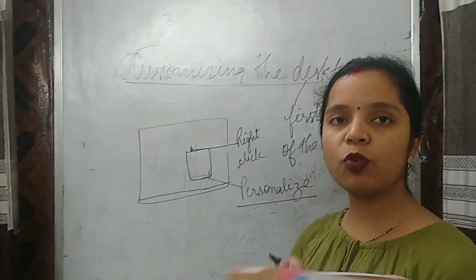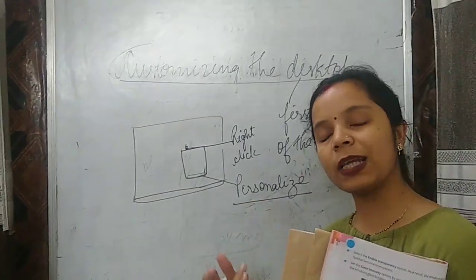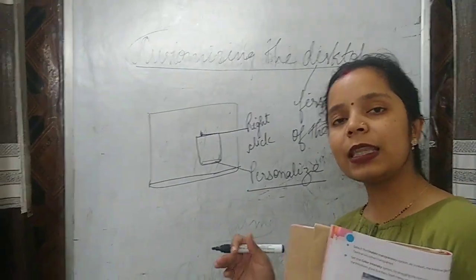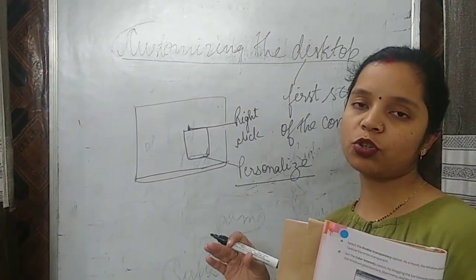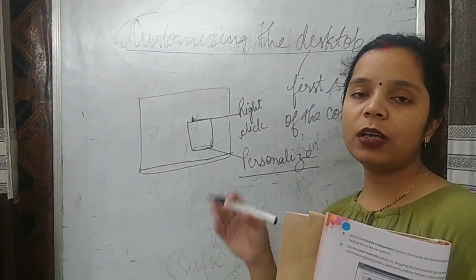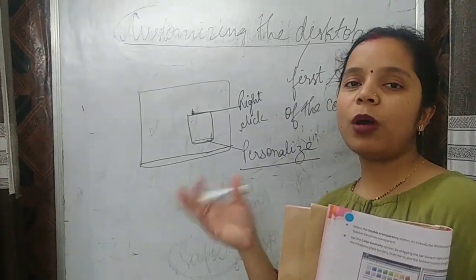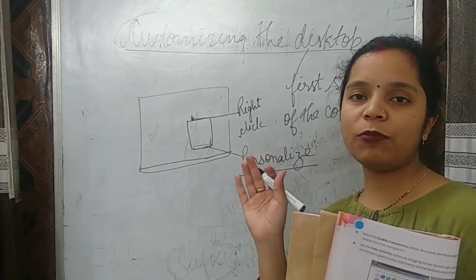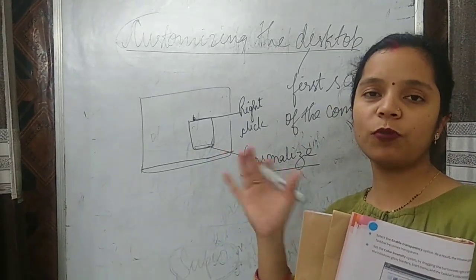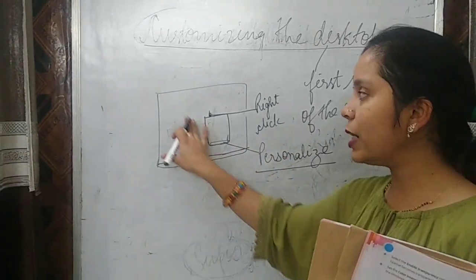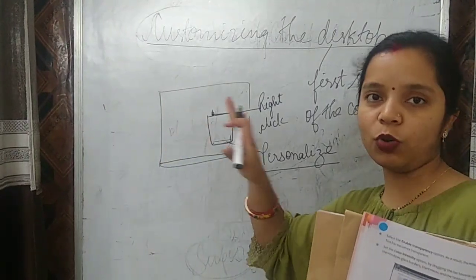One more time I am telling you how to customize the desktop. Customizing the desktop means changing the appearance of the desktop. Like in your mobile phone, you change the wallpaper or you apply different themes. Then the appearance of your phone changes. Like that you can change the appearance of your computer also.